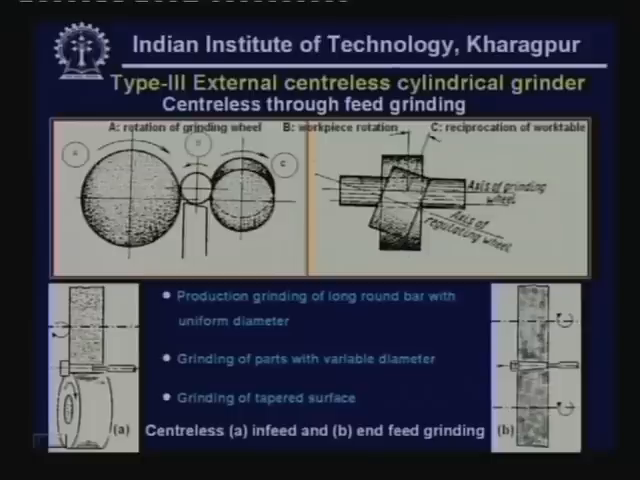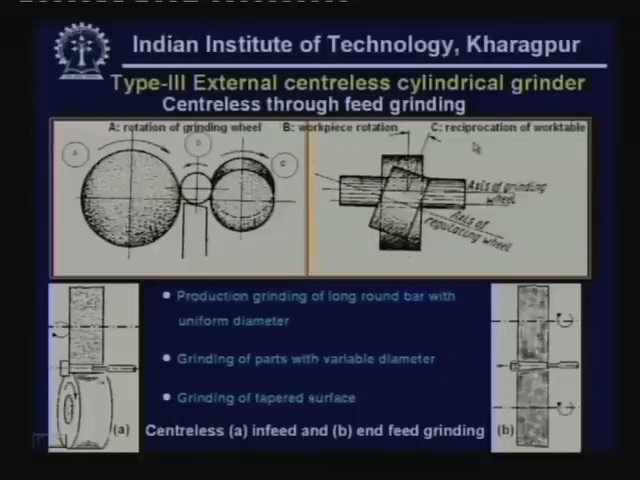Now, if we have a little inclination on this regulating wheel, this velocity can be resolved into two components, one along this tangent and one along the axis. So, this tangential component gives the necessary rotation and this axial component gives the necessary feeding. This particular grinding technique is suitable for grinding long bars. So, this is centerless grinding and it is known as through feed grinding, through feed.